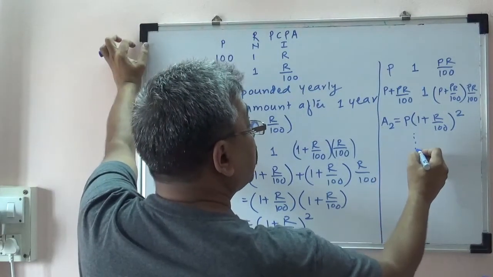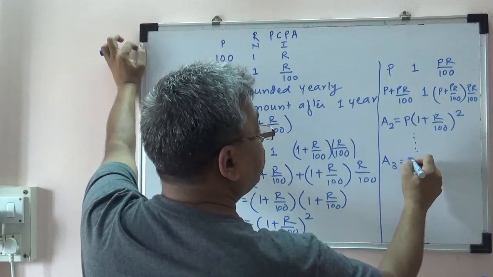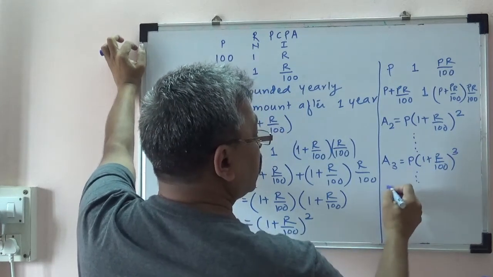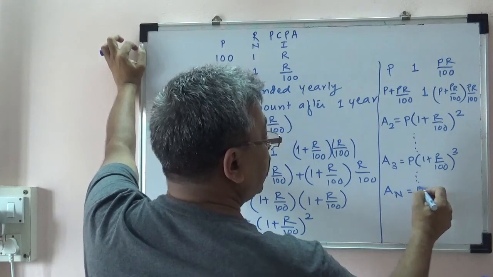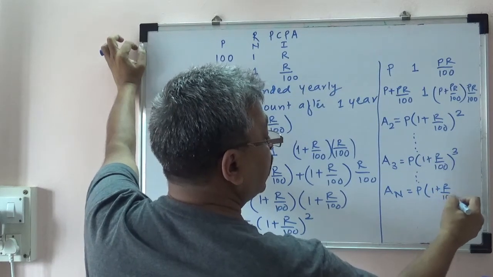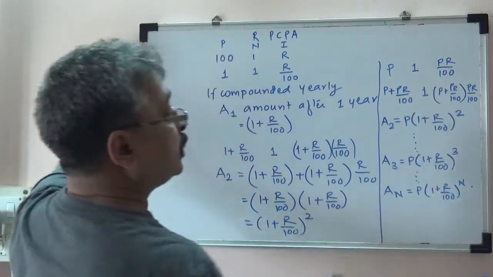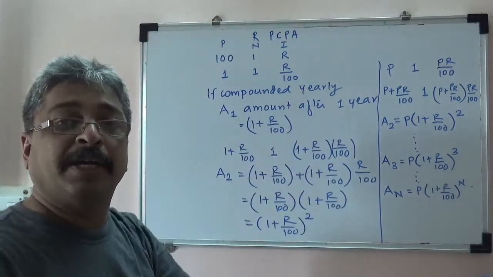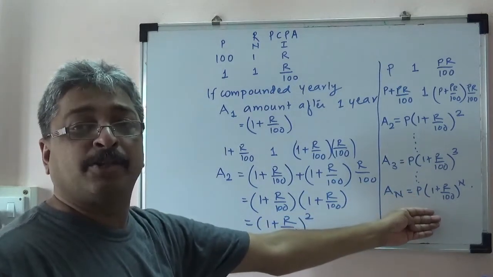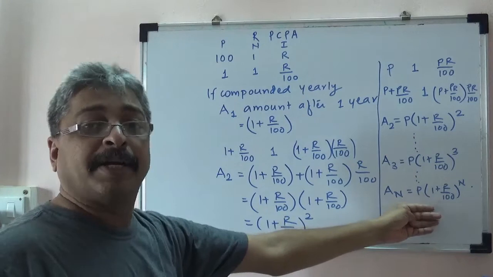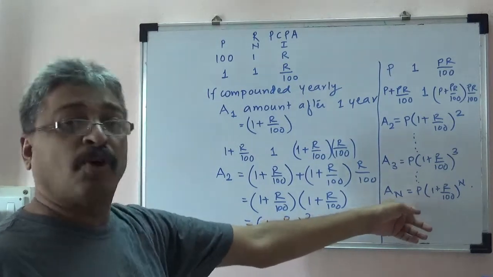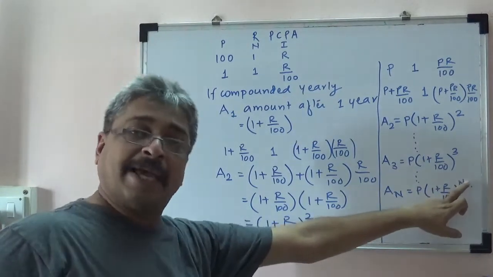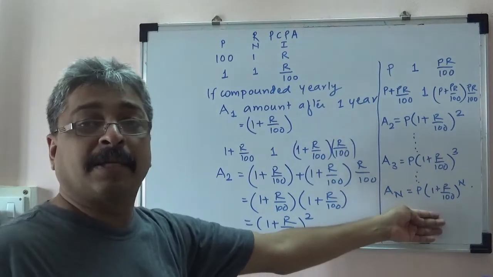So similarly, if you keep doing this, amount after 3 years will be P into 1 plus R upon 100 raised to 3, dot dot dot, after n years P into 1 plus R upon 100 raised to n. Now this you are supposed to check by doing exactly similar calculations independently, and I am sure you will get this formula for compound interest. Amount after n years for the principal P at rate of interest R PCPA for n years, you will get this formula as compound interest.